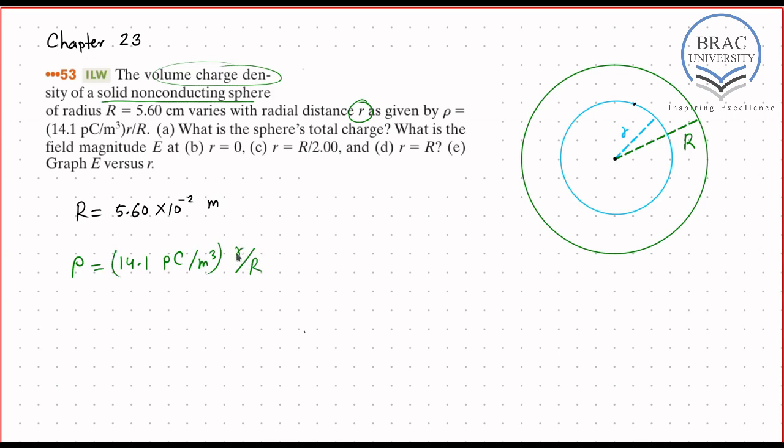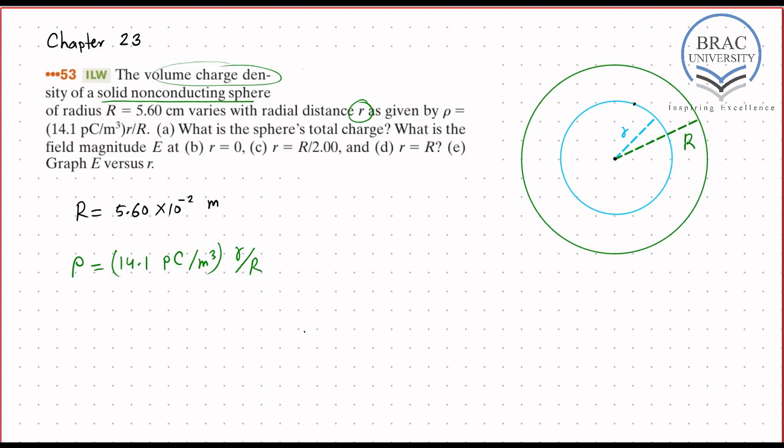If small r is 0, then the density is 0. That is, you are at the center of your sphere. The green sphere is the actual solid non-conducting sphere, and the blue sphere is our Gaussian sphere. The radius of the Gaussian sphere can be different than the actual sphere. If the radius is exactly equal, then the Gaussian sphere encloses the solid sphere.